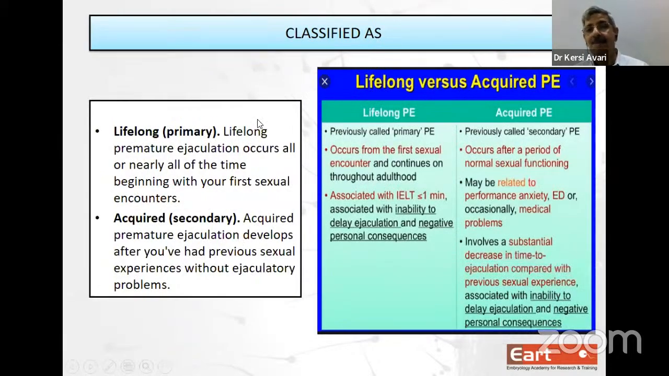Now, it can be lifelong versus acquired. Lifelong means what? It is starting from the first time till all. And acquired means usually as you have some sort of a problem, you slowly worsen it further. So any problem which is not treated initially will worsen further. So these are the things. This involves a substantial decrease in time to ejaculation compared.